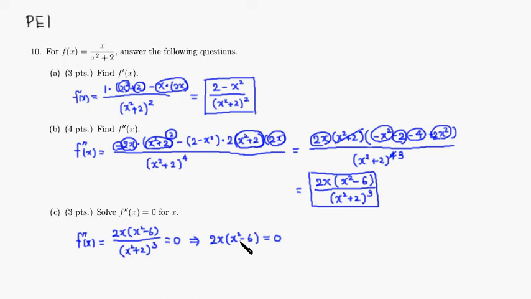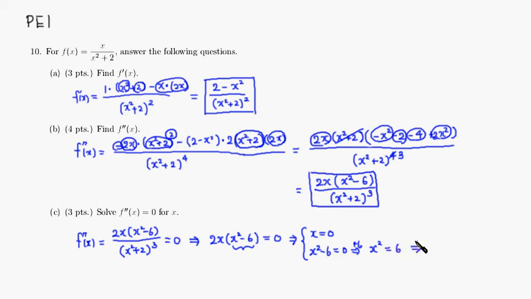Then the only way we can make it equal to 0 is either x is equal to 0 or x squared minus 6 equal to 0. So let's do that. And 2 is never 0, so we have either x equals 0, so that's one x value. Or x squared minus 6 could be 0. We can easily solve that by adding 6 to both sides. x squared is equal to 6.